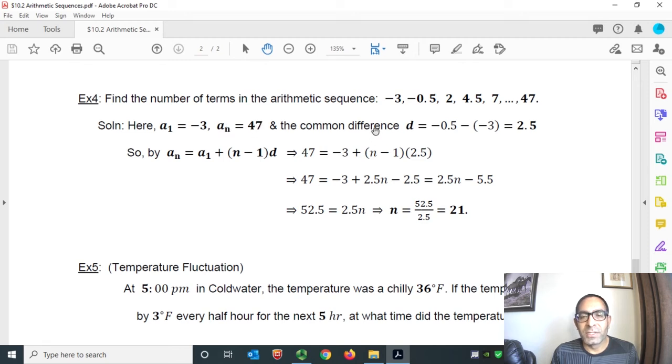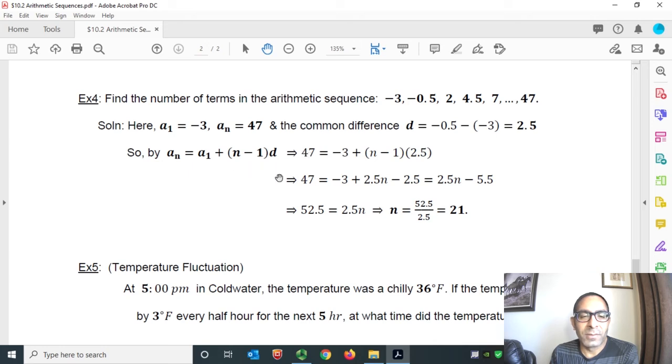The common difference is the second term minus the first term, or the third term minus the second term, or the fourth term minus the third term. Here, I use the second term minus the first term, which turns out to be 2.5. Then by formula, the nth term equals the first term plus n minus 1 times the common difference. And here, the nth term is 47. We need to find n.